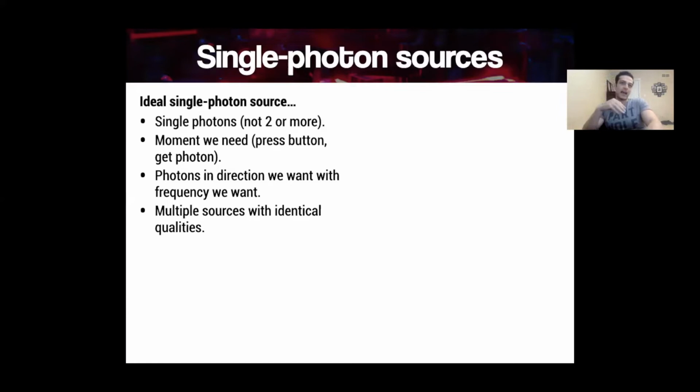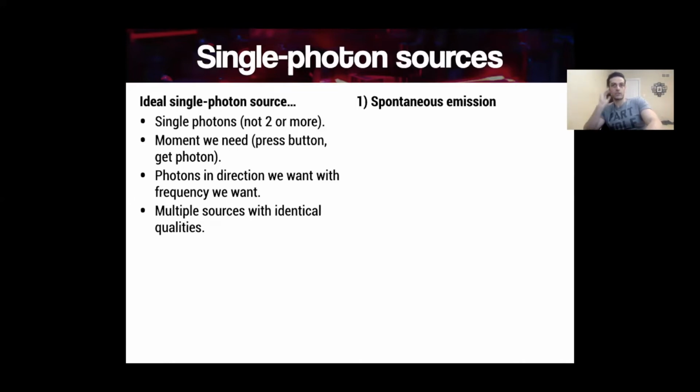And if we had all these properties, but it wasn't repeatable, so we can't create multiple sources that give us single photons the moment we want them with the right property, we can't really do much with it. Can't do experiments if you can't repeat things. So we need multiple sources with identical qualities. So these are the properties of an ideal single photon source.